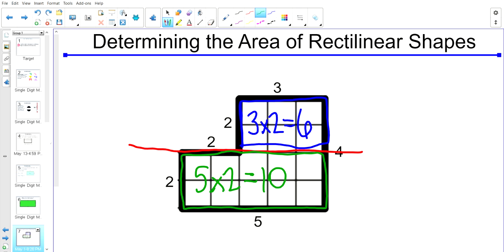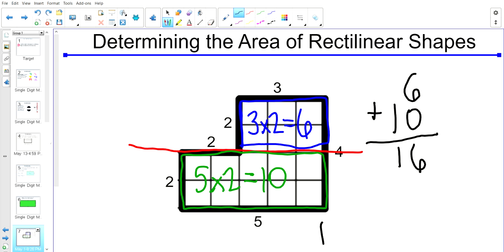Now, to find the total area of the entire rectilinear shape, I have to add my 2 smaller parts back together. I'll add the area of rectangle 1, 6, plus the area of rectangle 2, 10, to get my total area of the entire shape. 6 plus 10 equals 16. So the area of this shape equals 16 square units.